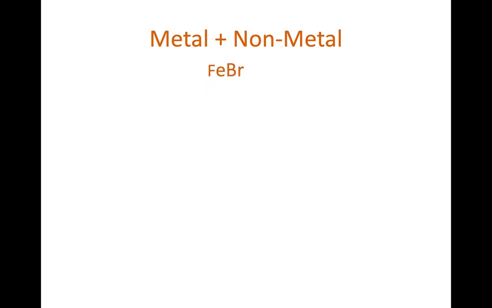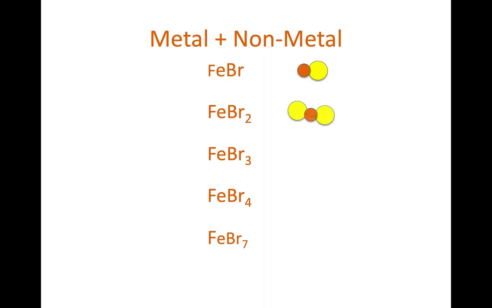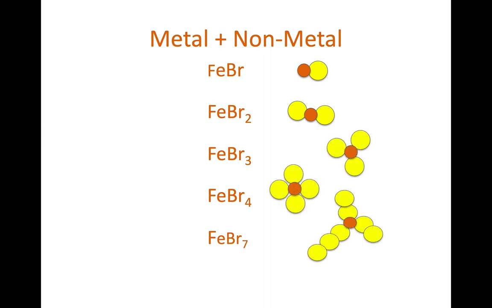Another example would be FeBr. All right? FeBr2 and FeBr3 and 4 and 7. So again, they can't all have the same name because they're different things. FeBr is 1 iron and 1 bromine. This is 1 iron and 2 bromines, 3 bromines, 4 bromines, 7 bromines. So they're completely different things, so they need different names.